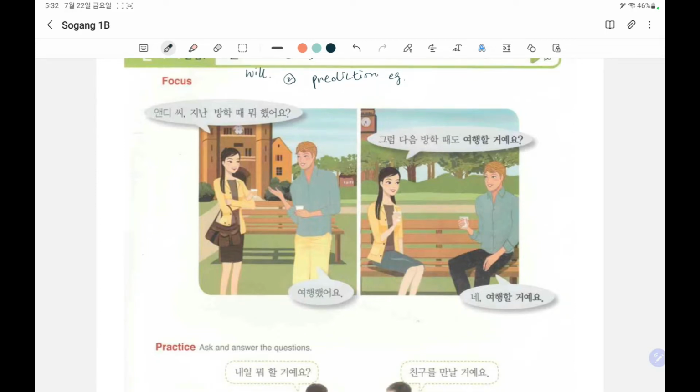So what did Mina say? 뭐 했어요? What did you do? When? Last vacation. What did you do last vacation? And Andy says, 여행했어요. I traveled. What is the base form of 여행했어요? Yes, 여행하다입니다. And this 하다 becomes 했어요 to express the past tense.